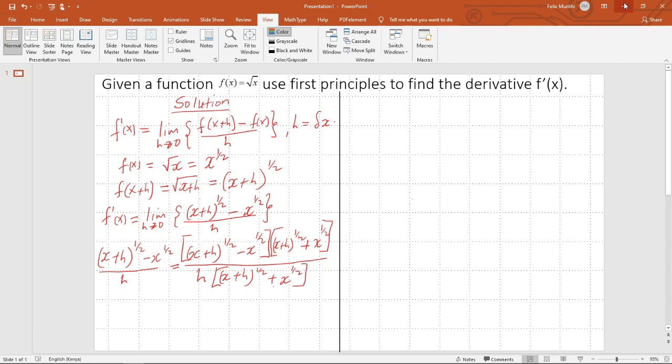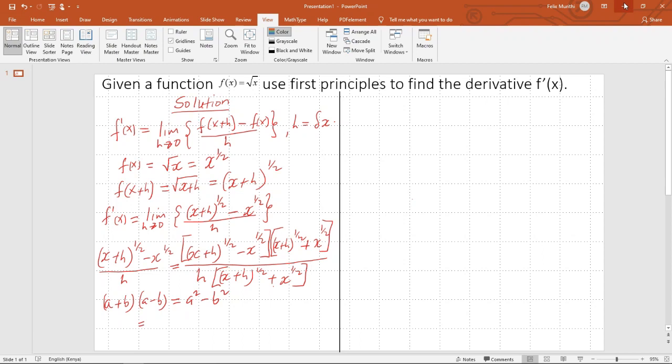So remember, when you have a plus b into a minus b, this is given by a squared minus b squared. This is using what we call the difference of two squares. Okay, so this is what we are going to apply in solving this.